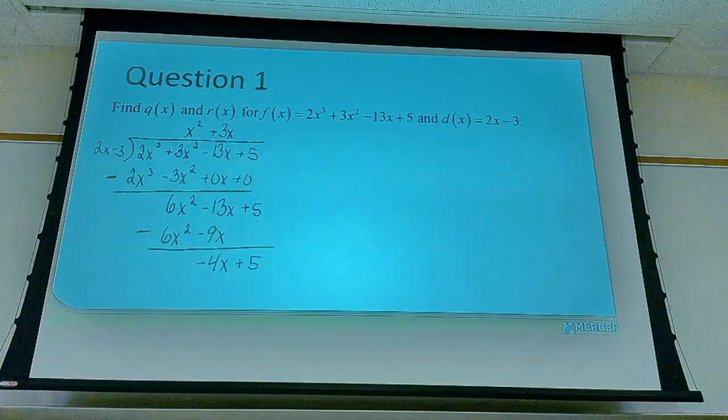That was supposed to be in black ink. Look at that new degree. Is it less than the degree of the divisor? Yes. No, it's equal, not less. So the algorithm continues. You have to keep going until your degree is strictly less than that of the divisor.